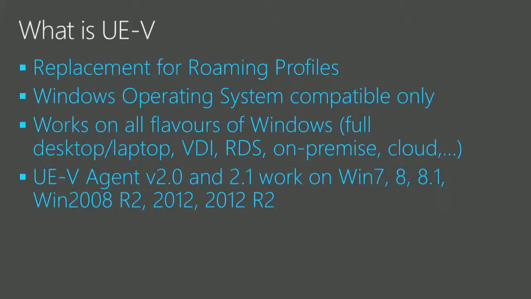It's only for Windows operating systems. It works on all flavors of Windows, and by a flavor, I mean a full desktop, a laptop. So imagine you have an end user, he's logging on a fixed desktop in the office. When he goes home, he's allowed to take a laptop with him because he's traveling to a conference, for example. Out of the laptop, he connects to an RDS, Remote Desktop Services session, and all those application settings and operating system settings that are stored in the UEV will actually follow the end user. On-premise, in the cloud, it actually doesn't matter.